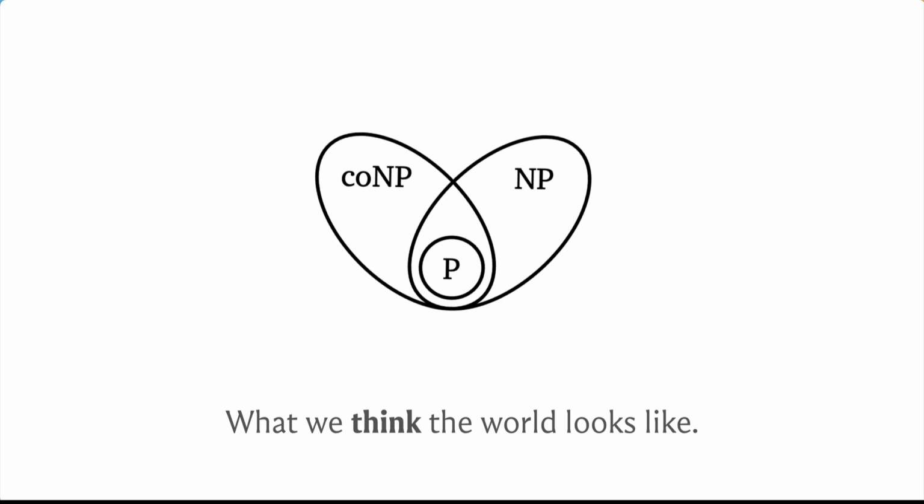But the reason we say that this is what we think is because we don't have a proof that establishes the separations that are implicitly implied in this Venn diagram. So for instance, you could ask yourself, is there a problem in NP that certainly does not belong to P, which is to say that there is no efficient algorithm that can solve all instances of the problem correctly in polynomial time? Well, this is something that we don't know the answer to, and it's probably one of the most famous open problems in all of computer science for the longest time.